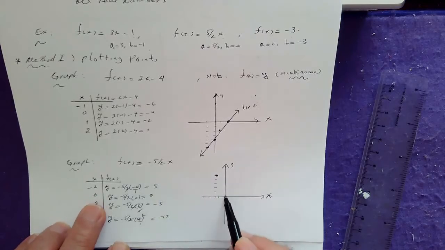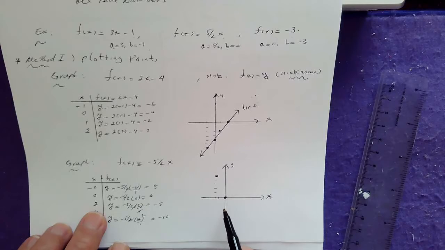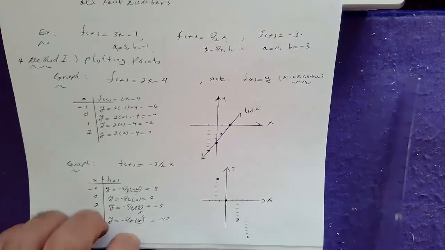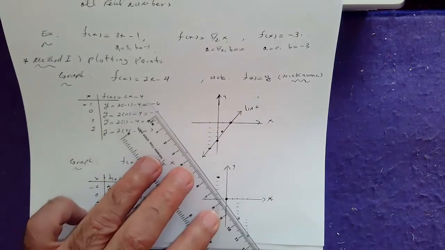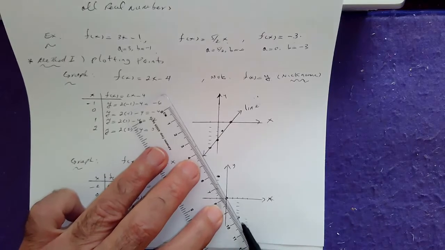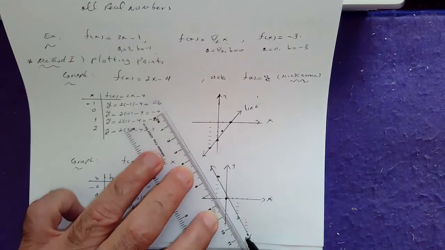0, 0, so you're at the origin. 2, negative 5, 2, 1, 2, 3, 4, 5. And 4, negative 10, 2, 3, 4. This is 5, then you go 1, 2, 3, 4, 5, 5 more down. So if you connect the dots, lo and behold, you should have a what? Straight line, and I do, and there it is.